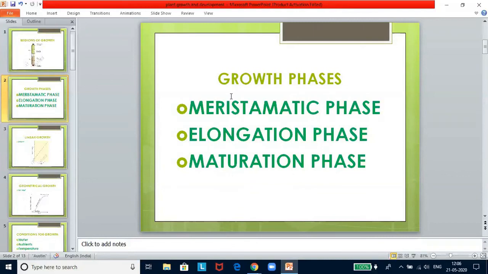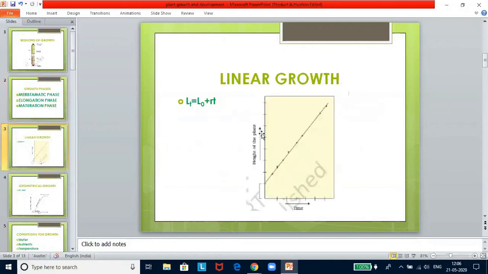Now, growth rate. The increased growth per unit time is called growth rate. Growth rate shows the increase that may be arithmetic or geometrical. Now let us look at the arithmetic growth. This is the linear growth. Following mitosis, only one daughter cell continues to divide while the other differentiates and matures. A linear curve is obtained. And mathematically, it is expressed as Lt = L0 + rt. Lt is equal to length at time t. L0 is the length at time 0. r is the growth or elongation per unit time.